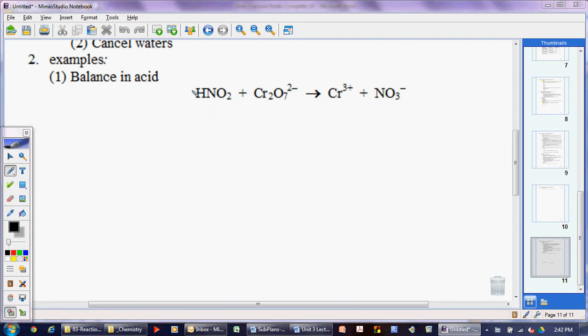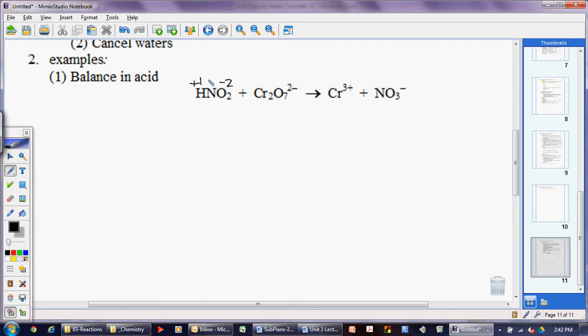So let's take a look at the example. That's example 1, which is balanced in acid. We have HNO2 and Cr2O7 2-, making chromium 3+ and NO3-. So let's take a look at oxidation numbers. If we're looking at HNO2, we know that our O is a negative 2, our hydrogen a plus 1. That leaves our nitrogen to be a plus 3.